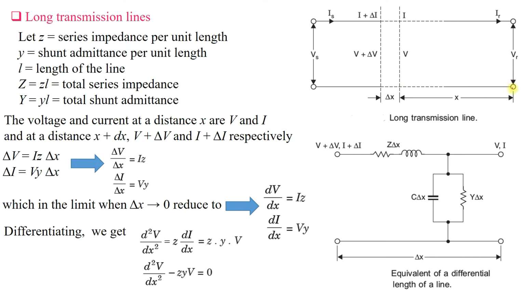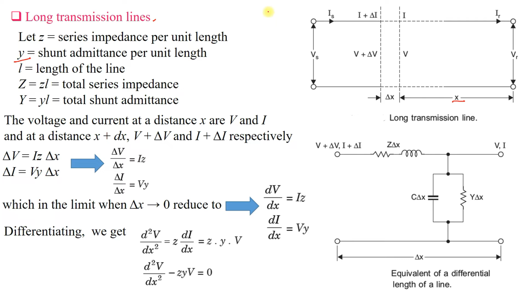That means if you consider the distance from the receiving end, this is the receiving end, and let this be the distance x, and the voltage at the point x from the receiving end is capital V in this case, and the current at that particular point is I. We are assuming that small z is the series impedance per unit length, and small y is the shunt admittance per unit length, and the length of the transmission line is small l in this case.